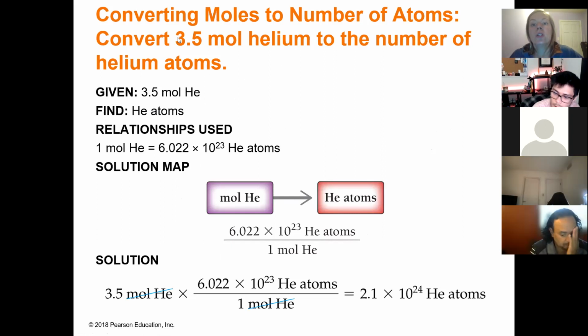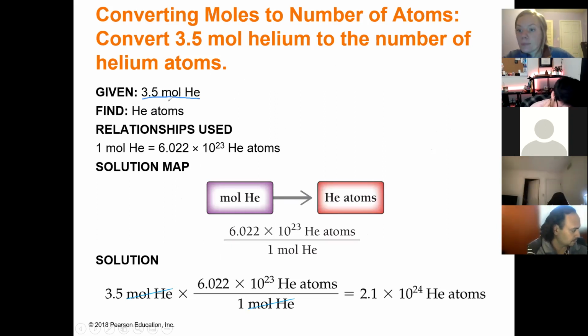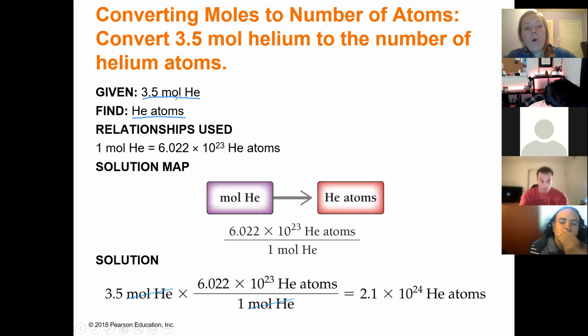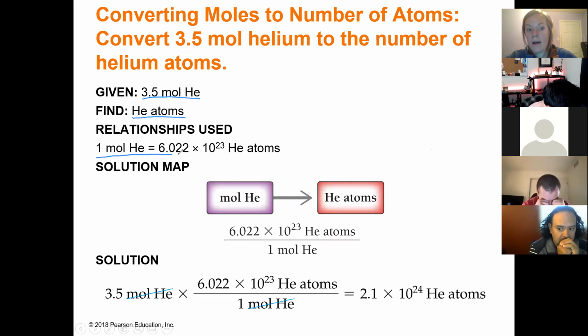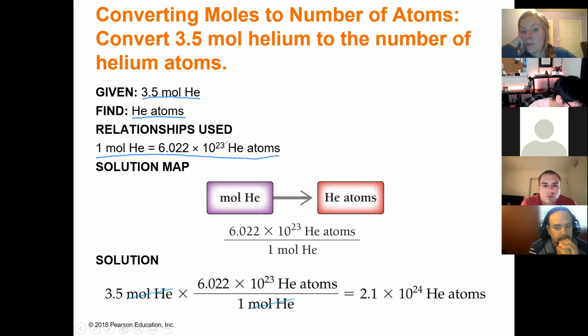Okay, so let's say we're given that you have 3.5 moles of helium. And for whatever crazy reason, you want to know how many helium atoms that is. So what is the relationship between moles of helium and helium atoms? Well, this is our Avogadro number relationship. 1 mole of anything is equivalent to 6.022 times 10 to the 23rd individual parts, or 1 mole of helium is equal to that many helium atoms.